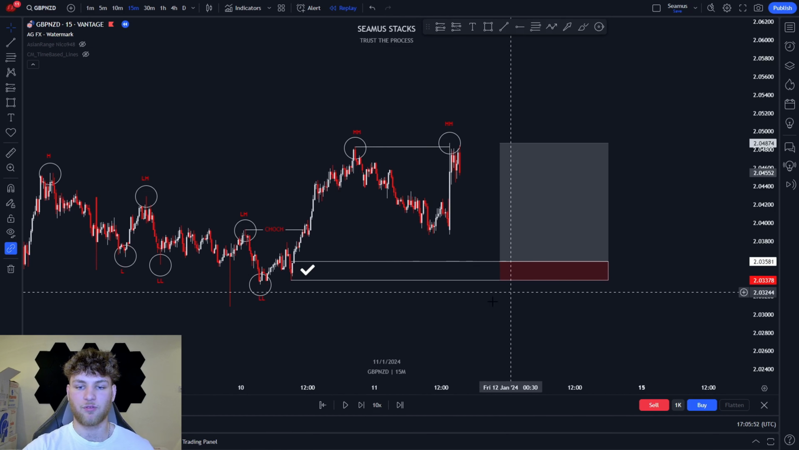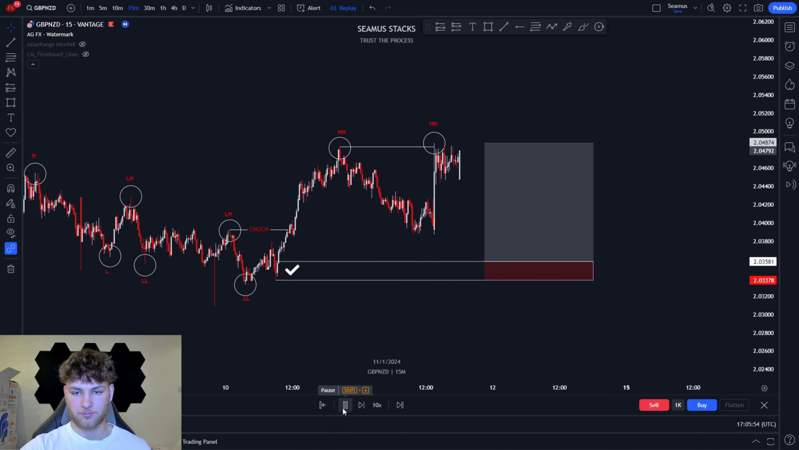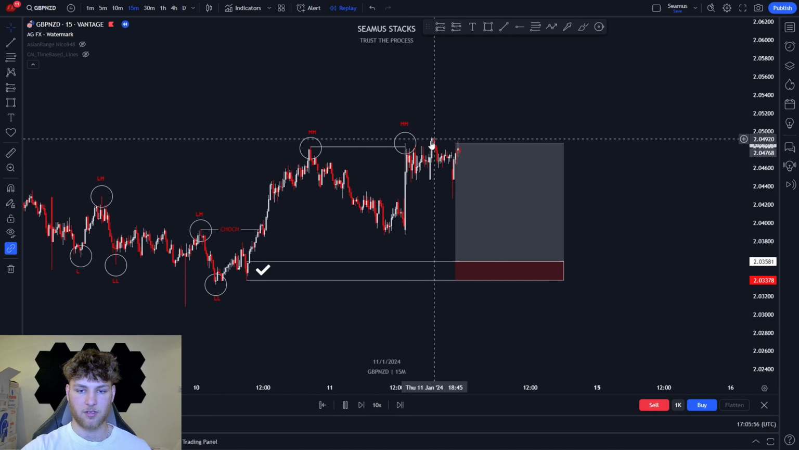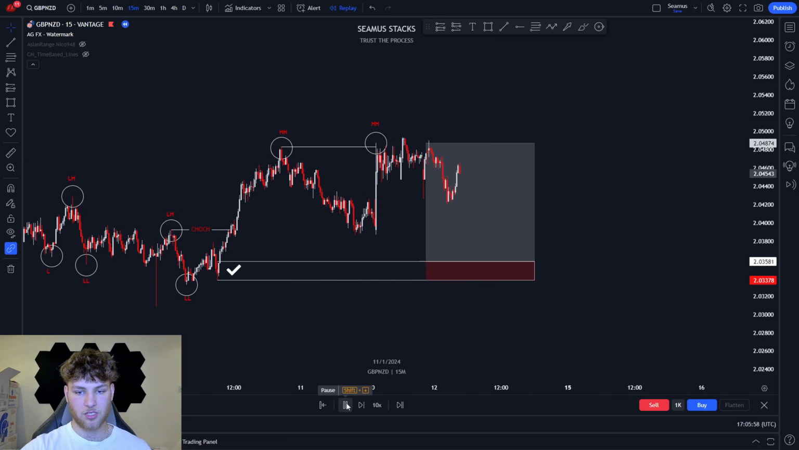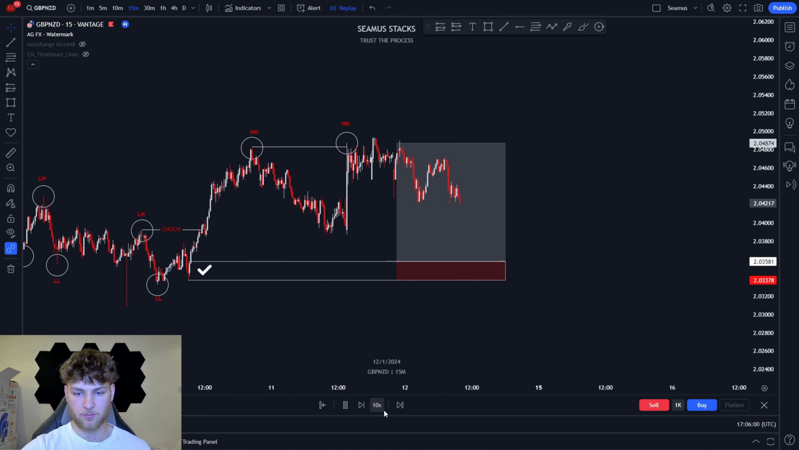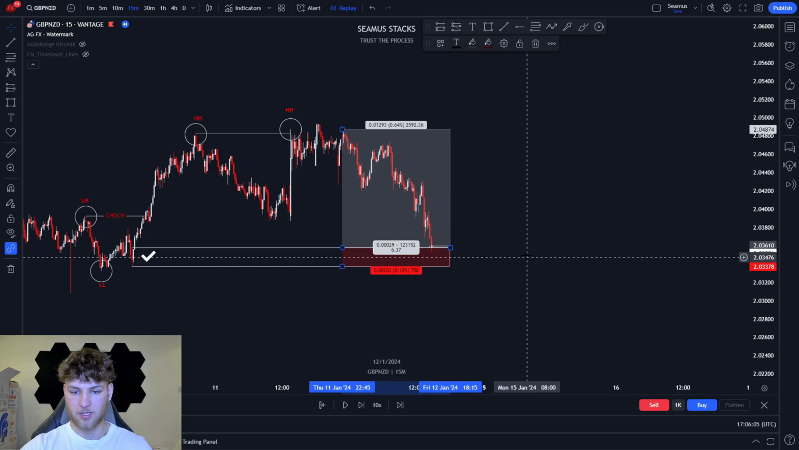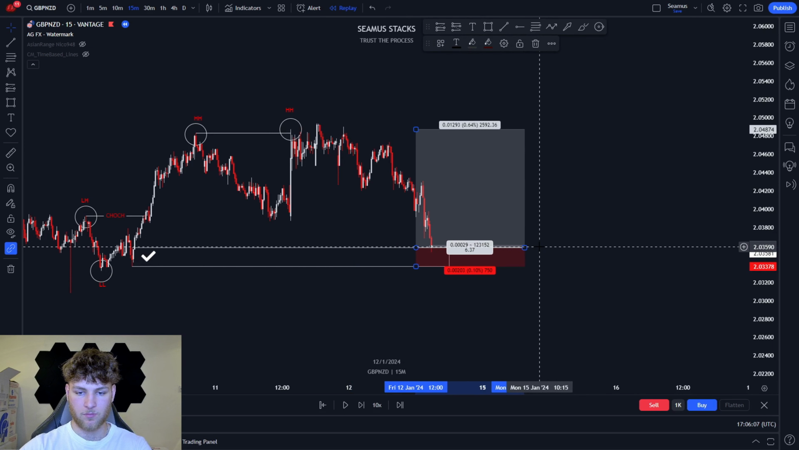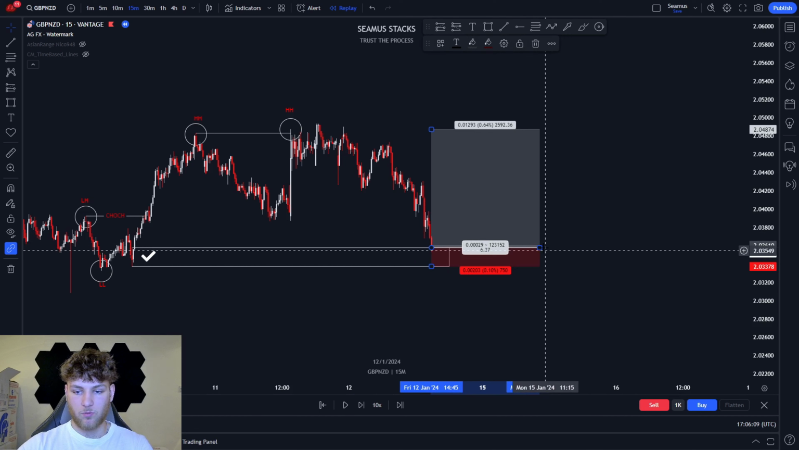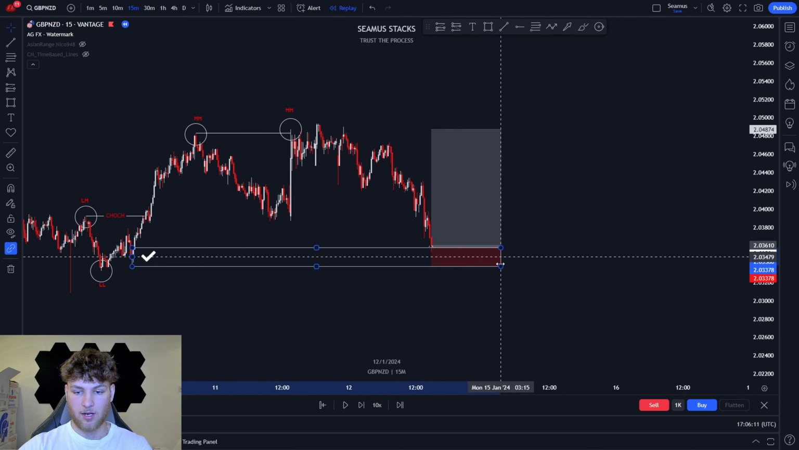So we're going to wait to get filled on our entry now. So price made another higher high here. It's eventually making its way back down to our entry. It's taking quite a while. Here we go. We've just been mitigated into our entry. And again, we want to be targeting the last high that was made.